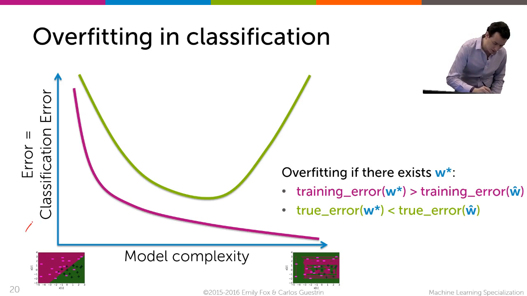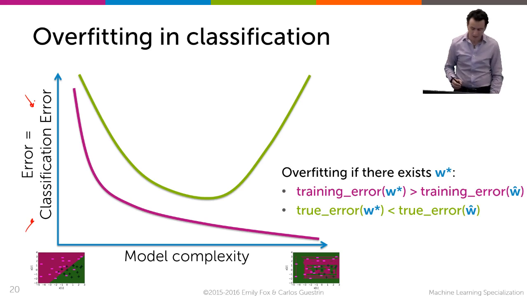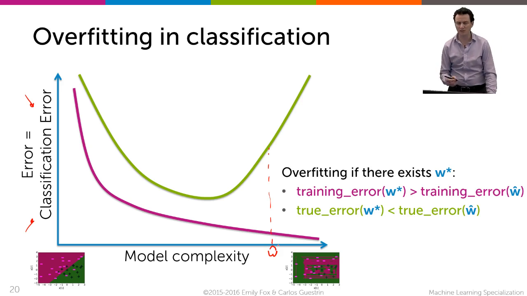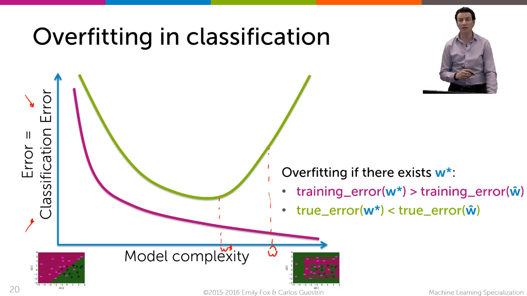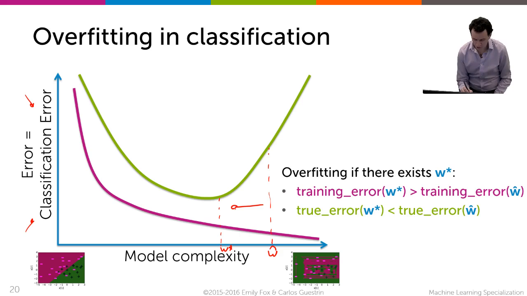So the notion of overfitting in classification is very similar to that of regression, except that the error now is measured in terms of classification error. And there might be some set of parameters that we learn here, w hat, which seem to do very well in the training data, maybe even with crazy boundaries, while there was some other set of coefficients, w star, that would have done much better in terms of true error. And the question is, how do we push our learning process to be more like w star than it is to w hat?